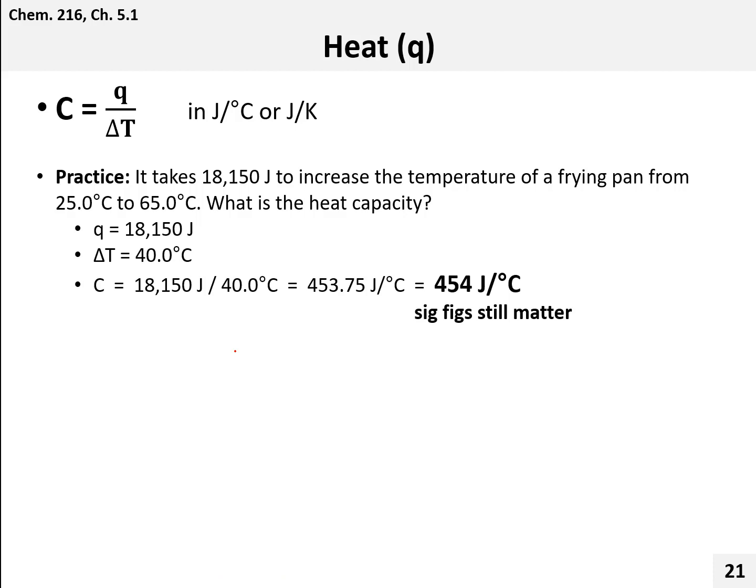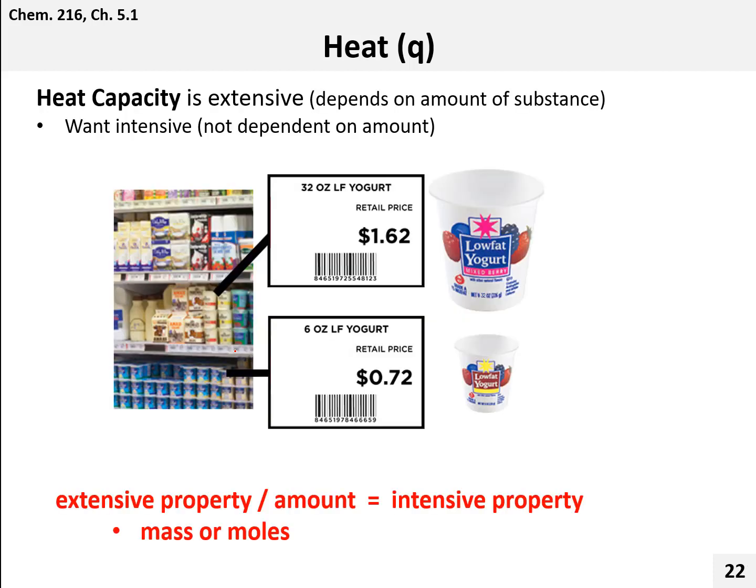Now, notice that this is going to vary. If instead I had a small frying pan versus a big one, the amount of heat to increase it is going to change. And so we really don't want to deal with heat capacity because it's extensive. We want to determine something that is intensive, meaning it's not dependent on the amount.